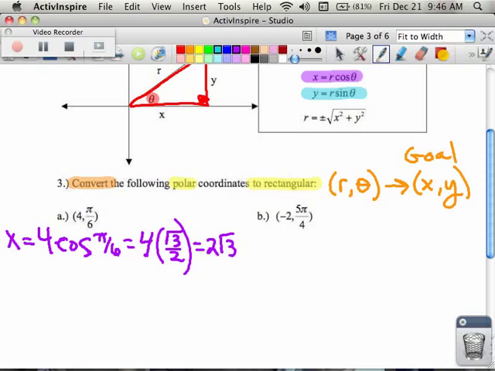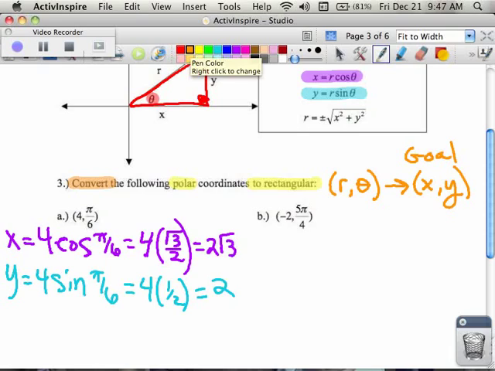If I'm looking for my y value, it is 4 times the sine of pi over 6. From our unit circle, we know the sine of pi over 6 is a half, so this is really like 4 times a half. Or in other words, 2. And what this is saying is when I get done, since my goal is to be in rectangular coordinates, or in other words, x and y, my coordinates are really 2 square root of 3, comma, 2.